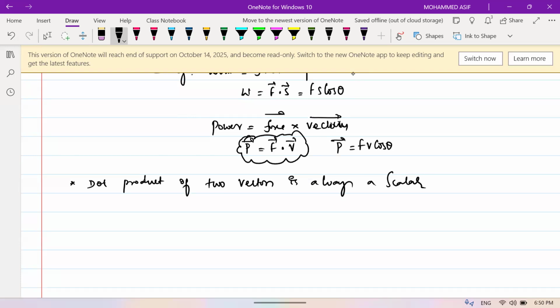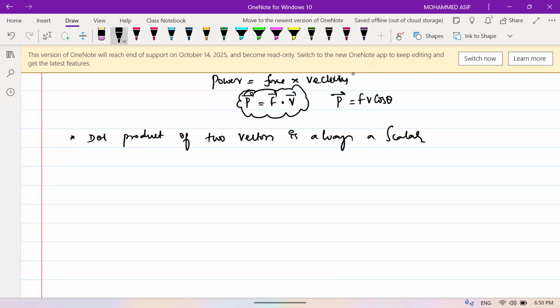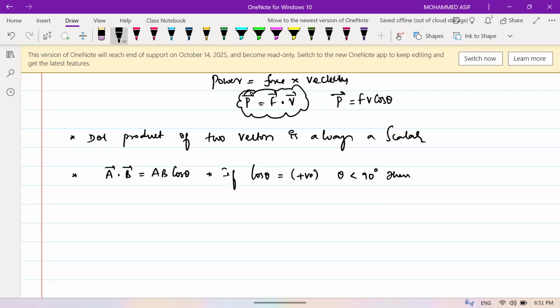Am I clear? The dot product of any two vectors is always a scalar. A bar dot B bar is equal to AB cos theta. Now in this, if the cos theta value is positive, that means theta is lesser than 90 degrees, then the dot product will be positive. Remember this.